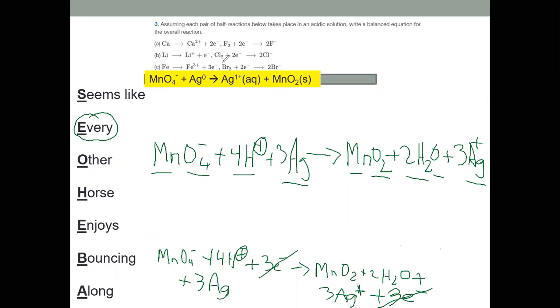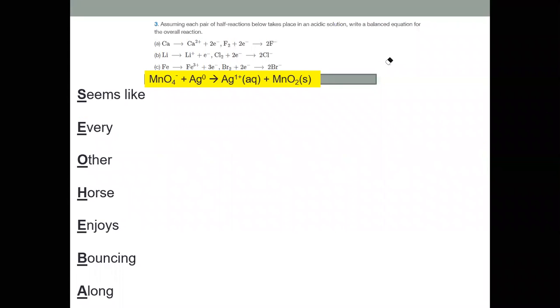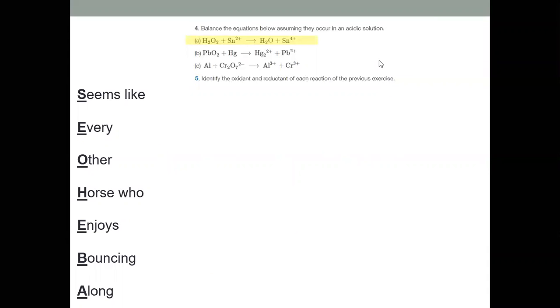And do our charge balances. We have minus 1 and 4 plus there. That equals plus 3 net on the left, and we have plus 3 net on the right. So I would say that we have indeed balanced this chemical equation. Okay? Let's clear that and move to our next example.